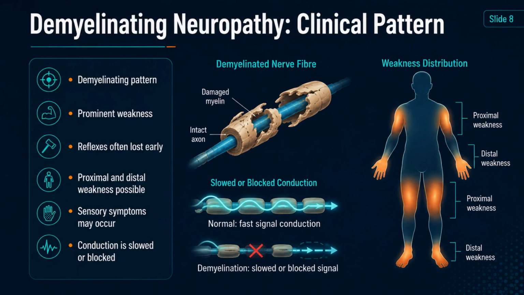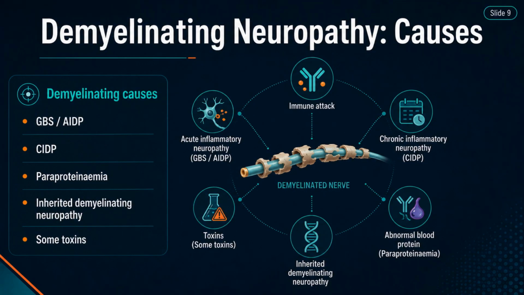Demyelinating neuropathies affect the myelin sheath, so nerve conduction becomes slow or blocked. Clinically, weakness can be prominent. Reflexes are often reduced early, and both proximal and distal muscles may be involved. Important demyelinating causes include Guillain-Barré syndrome, chronic inflammatory demyelinating polyradiculoneuropathy, paraprotein-associated neuropathy, inherited demyelinating neuropathies, and some toxic causes. Guillain-Barré syndrome is especially important because it can progress rapidly and affect breathing.